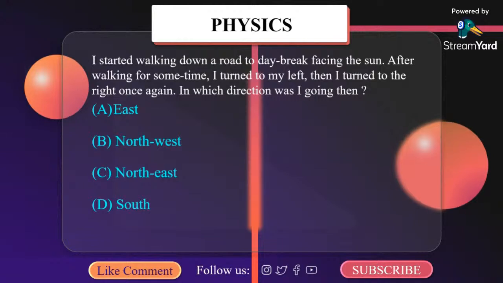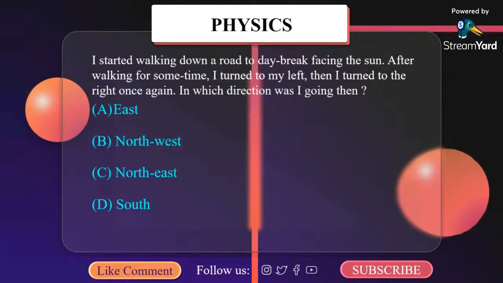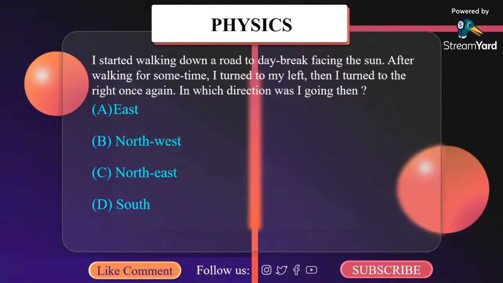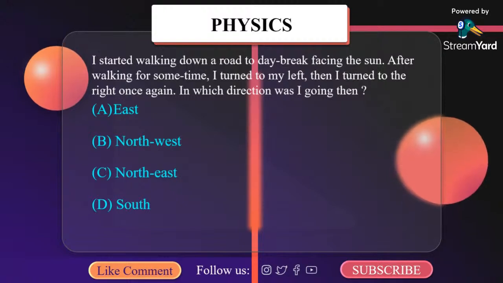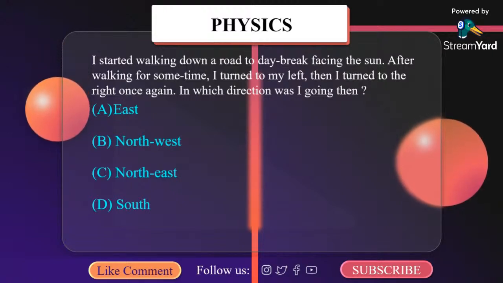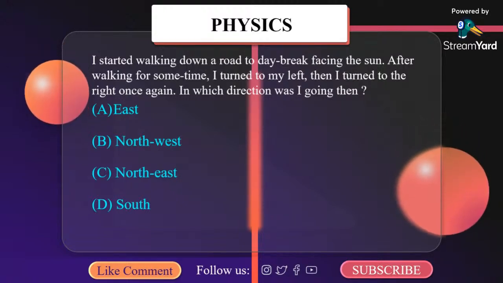I started walking down a road at daybreak facing the sun. After walking for some time, I turned to my left. Then I turned to right once again. In which direction was I going? A east, B northwest, C northeast, D south. It is east.